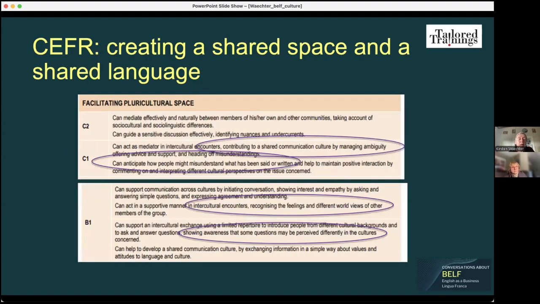So here are two examples from the descriptors of the pluricultural mediation part, which is now in the CEFR. And you see this here. At a high C1 level, it would be, for example, that you are able to anticipate misunderstandings, and you help to maintain a positive interaction. You contribute to a shared communication culture by managing ambiguity and by offering advice and support.